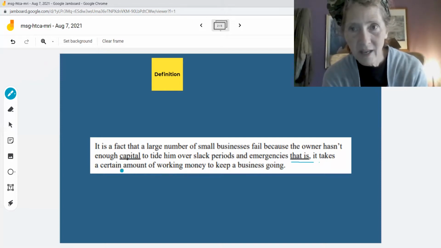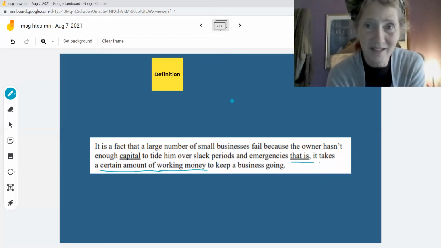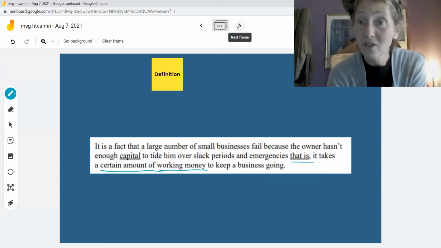So it takes a certain amount of working money to keep a business going. So if we put our thinking caps on, we can say that capital is working money or a certain amount of working money. We also know it's a financial term because it's talking about business. Okay, so we'll move on to the next one. So that's a way that they will actually tell you something about what the word means.